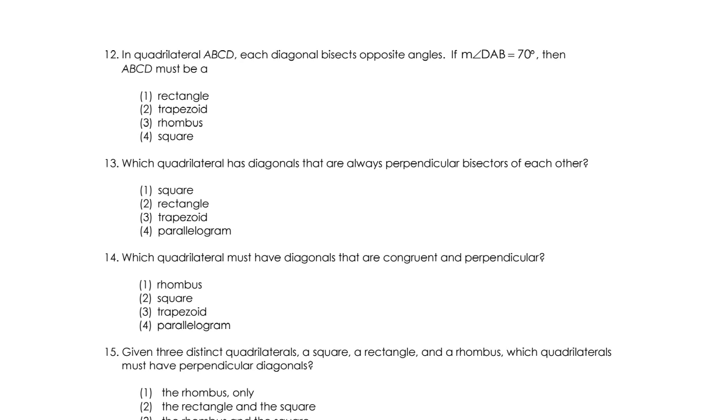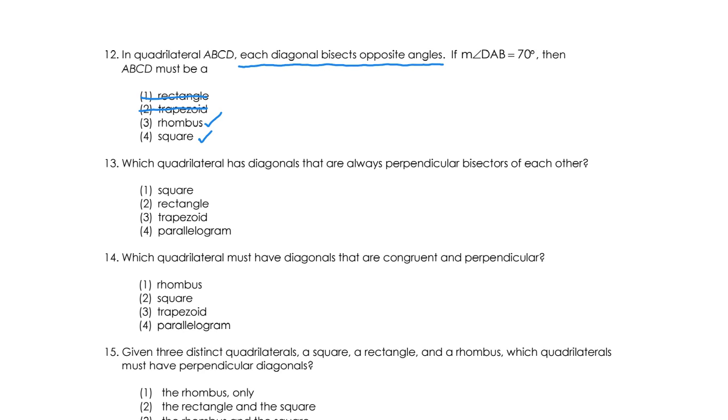All right, we're on the third page of notes, and we have more multiple choice questions. Number 12 says, in quadrilateral ABCD, each diagonal bisects opposite angles. We know that that happens in a rhombus and in a square. And then they tell us that the measure of angle DAB equals 70 degrees.